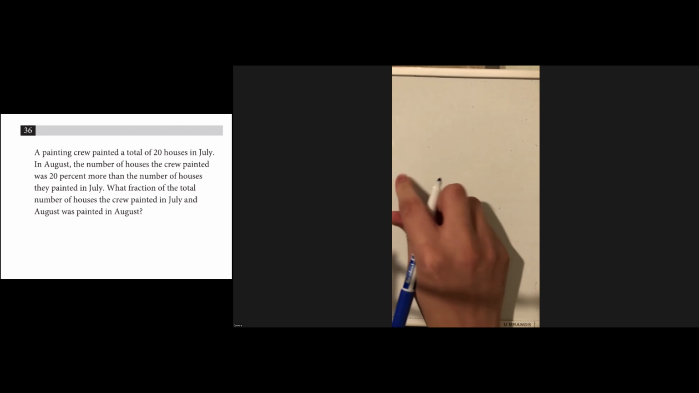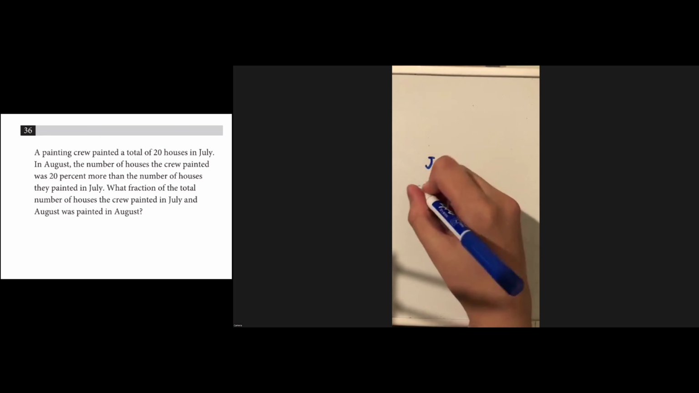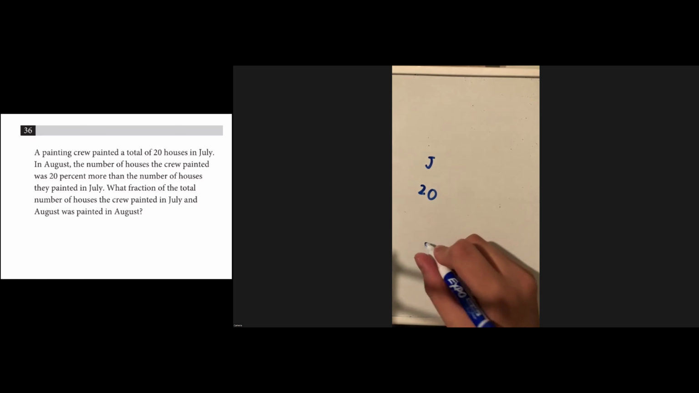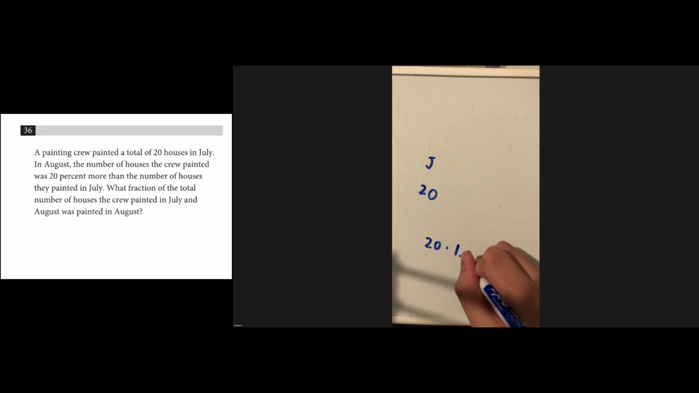Okay, so question 36. We're told that they painted 20 houses in July. So July is 20. And we're told in August they painted 20% more. So we have 20 times 1.2, because that's 20% more, which is equal to 24. So in August, they painted 24.